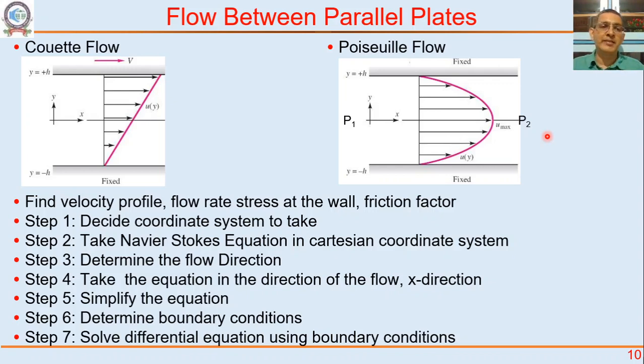So these examples are very important. Steps. What are the steps? These are the 7 steps we have seen. What I want you to do: find the velocity profile, flow rate, stresses at the wall, friction factor, and so on and so forth. Do this for yourself. Pause the video. Here is the solution.